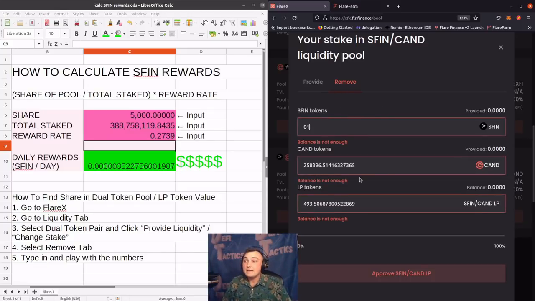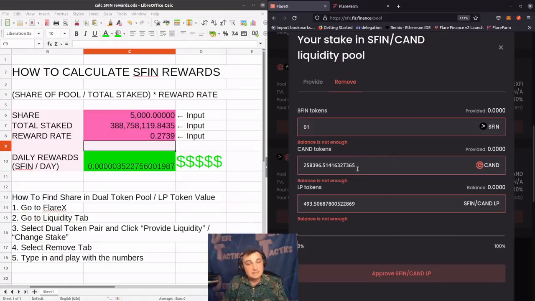Well, as you can see, one SFIN, and we need to provide the same value of that in Canary Dollar, is equal to 258,396 Canary Dollars. The way the mechanics of the pool and the ratio changes and automatic market makers work is, with Canary Dollar being a stable coin and SFIN not being a stable coin, if the price of SFIN actually goes down, in order to keep that ratio the same, our share of the SFIN in this liquidity pool will actually increase.